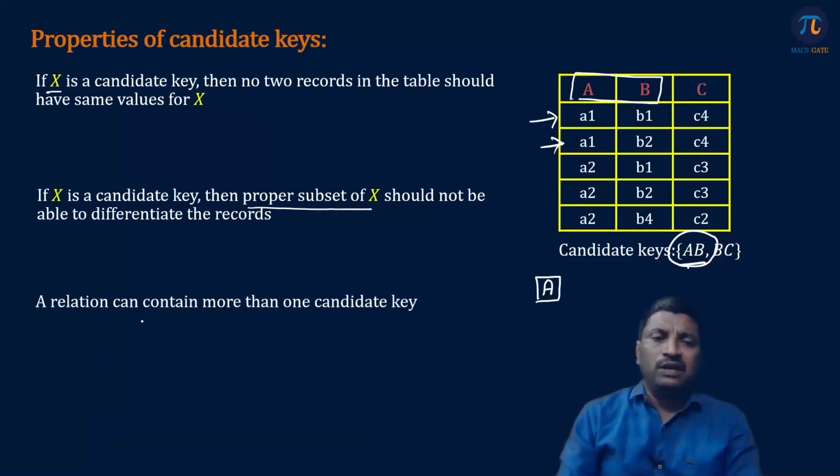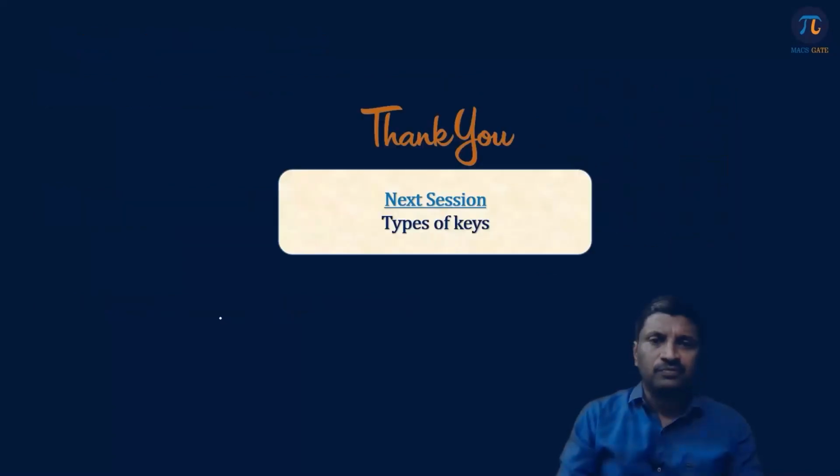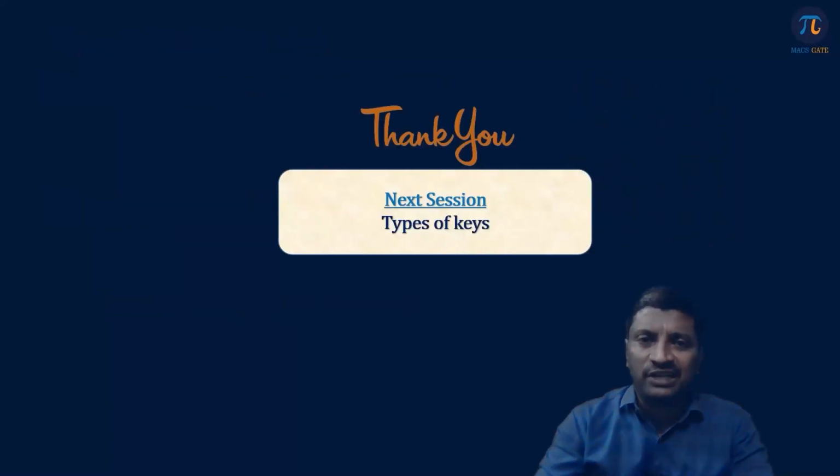The next one: a relation can contain more than one candidate key. We have seen so many examples. We got two or more candidate keys in the examples. So that is about key constraints.